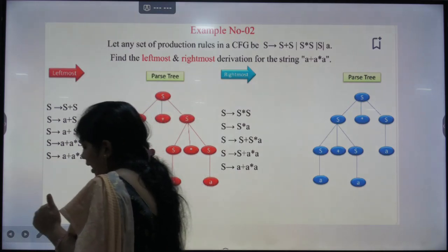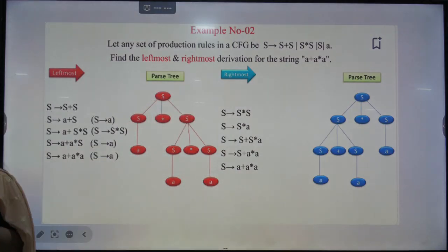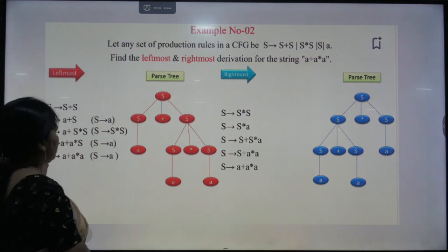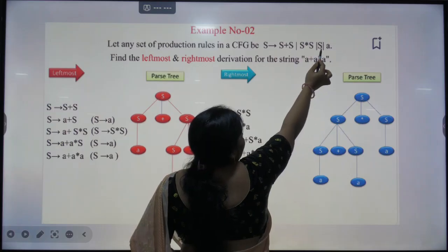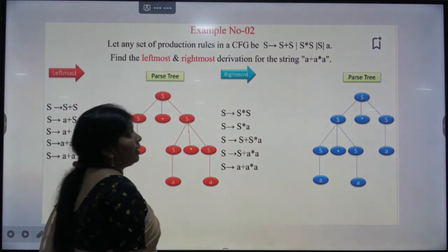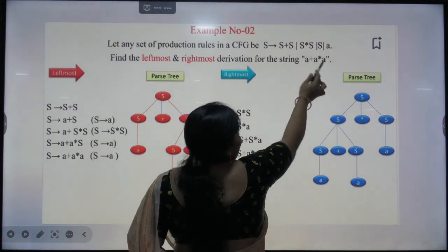While we are deriving the string from the given context-free grammar, we need to consider two things: leftmost derivation and rightmost derivation. What is meant by leftmost derivation is that we should start in the context-free grammar. We are given the context-free grammar as well as the input string. Here the context-free grammar is S tends to S plus S or S star S or S star A, and the given input string is A plus A star A.